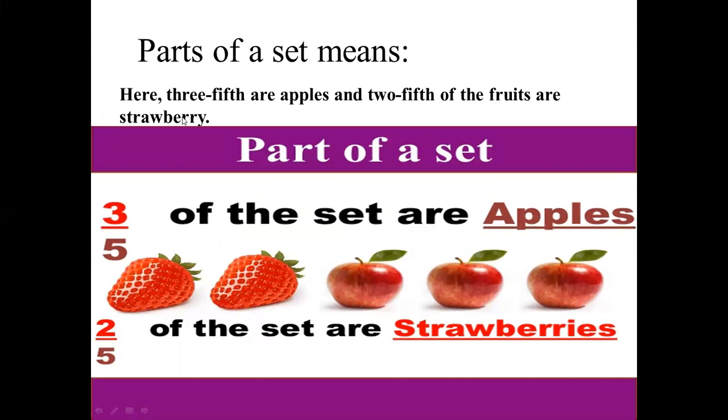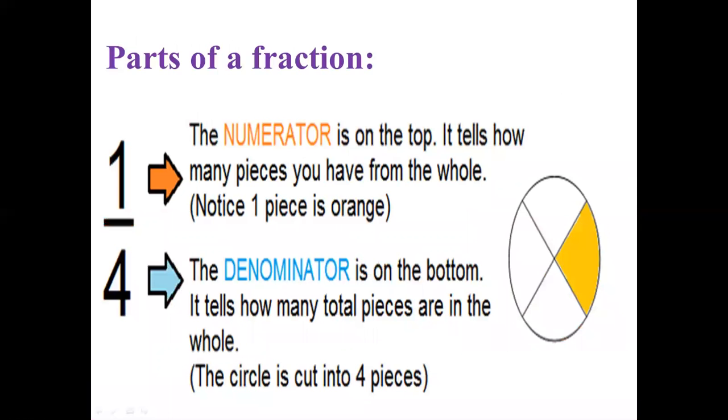Now, the other thing which was present in the definition was that it's a part of a set also. Now, what do you understand by the word set? For example, I have taken different types of fruits over here. In total, these are 5 fruits. And out of these 5 fruits, 2 are strawberries and 3 are apples. That means it is representing a set of fruits over here.